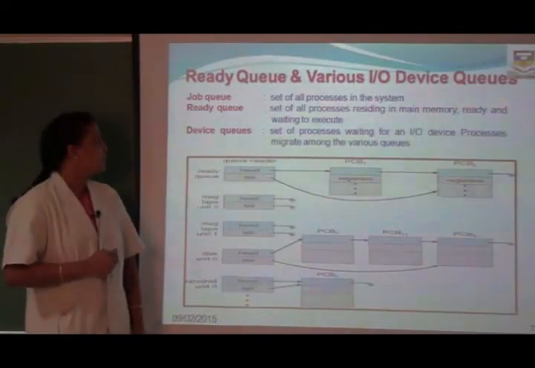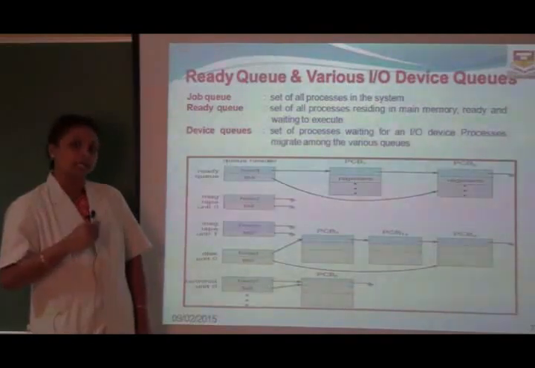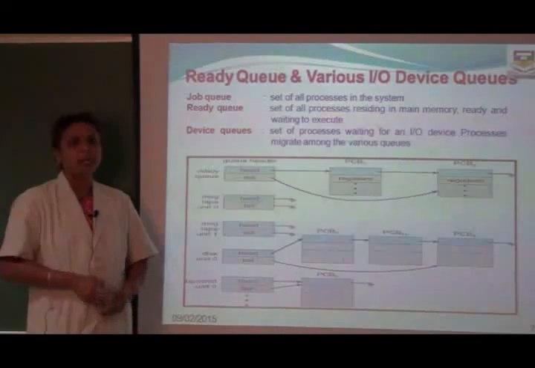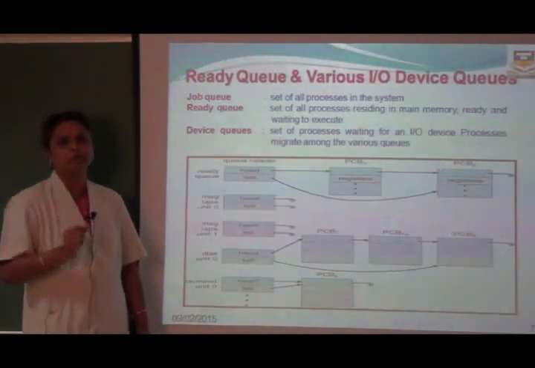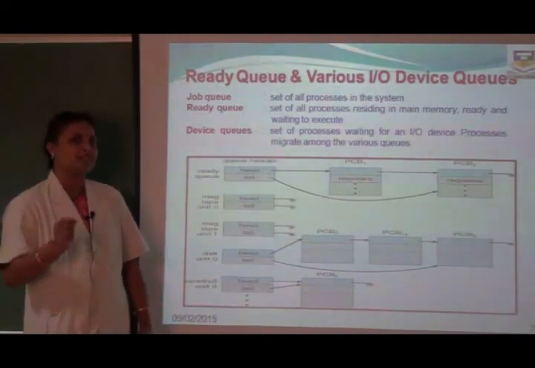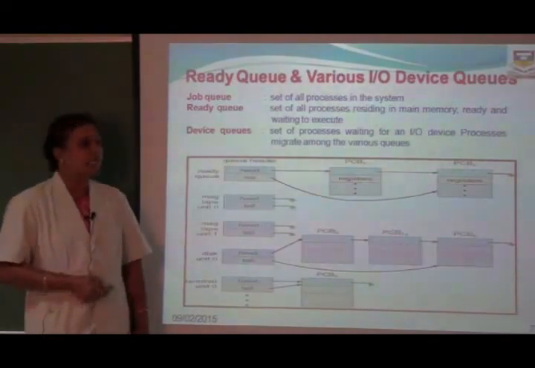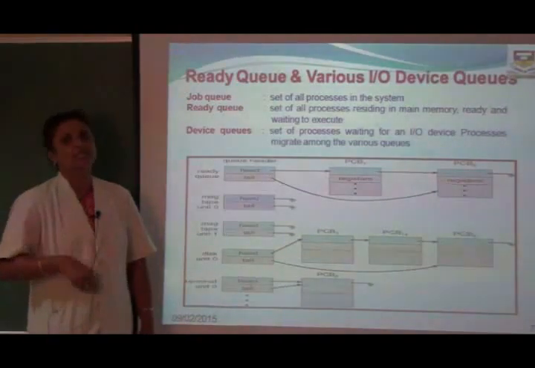And then every device in the computer has its own queue. They are maintaining their own queue. For example, suppose a particular process wants to perform IO operation. At that time, that process may need a particular device. If that device is not available, then that process may be stored or placed in its respective queue.